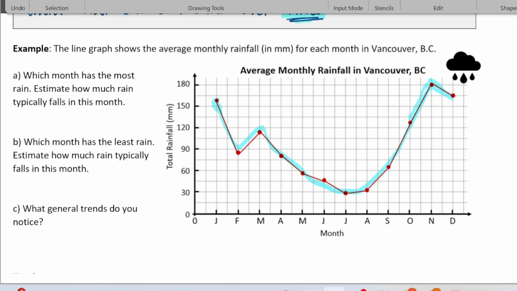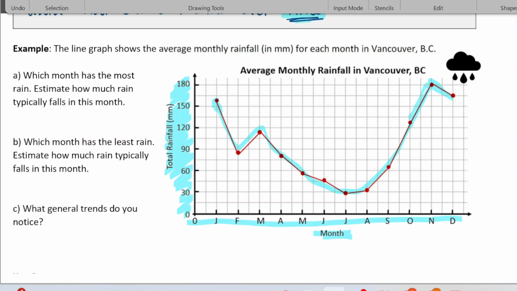Okay, so on the bottom of the graph, I've got months. They're just represented with the first letter of each month. And then on the y-axis, the vertical axis, I've got total rainfall. Really important, when you first look at a graph, to read the axes, see what everything is being measured by. Okay.